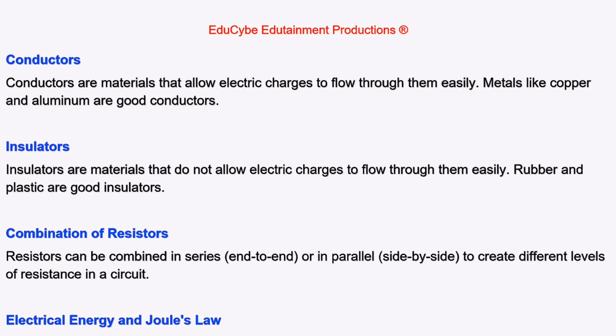Conductors. Conductors are materials that allow electric charges to flow through them easily. Metals like copper and aluminum are good conductors. Insulators. Insulators are materials that do not allow electric charges to flow through them easily. Rubber and plastic are good insulators.